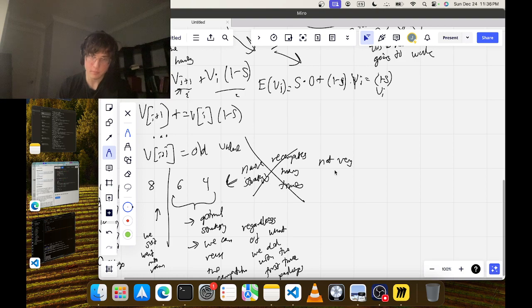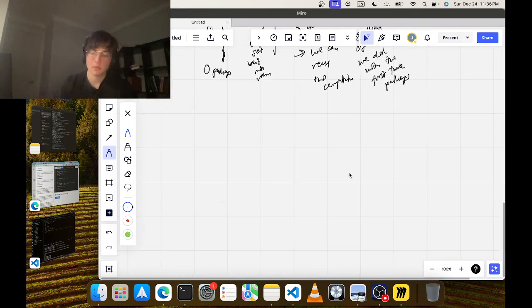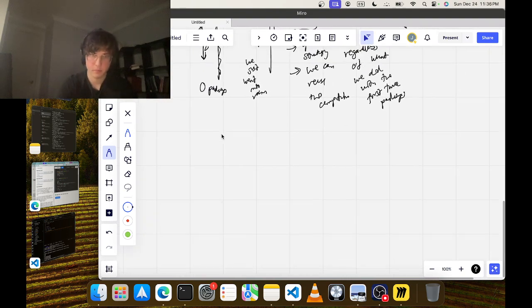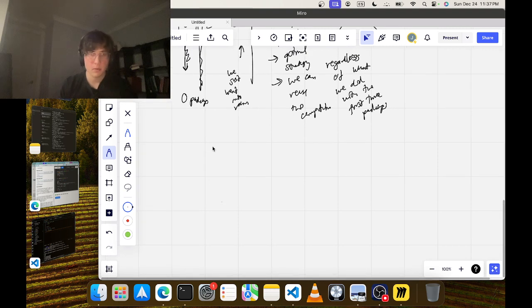So what we can do instead is, here is my solution. We can try to reconceptualize the problem into chunks. And what do I mean by chunks? I'm going to take my array here, 10, 2, 8, 6, 4, and I'm going to break it up into chunks.